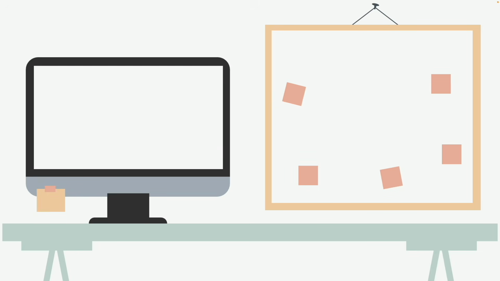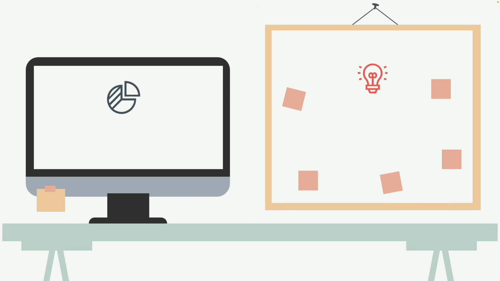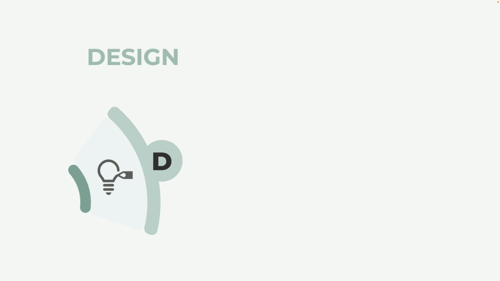Here, you need to think about the best activities and training methods that you can use based on what you discovered in the previous stage. For example, if the majority of your learners like to try things out in practice, you need to include plenty of opportunities for them to do this, like role plays and simulations. If your learners are super busy, then you need to consider how can you cut the training time but still make it effective.